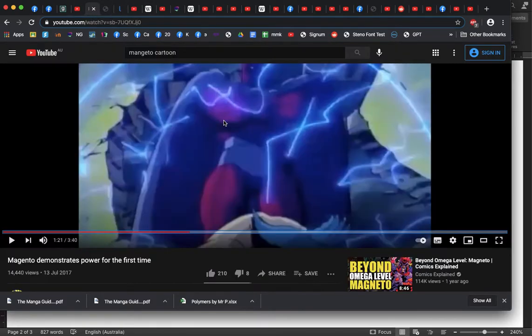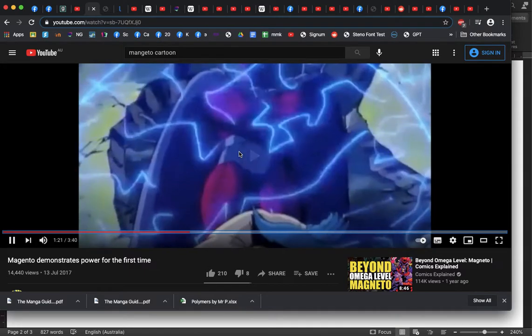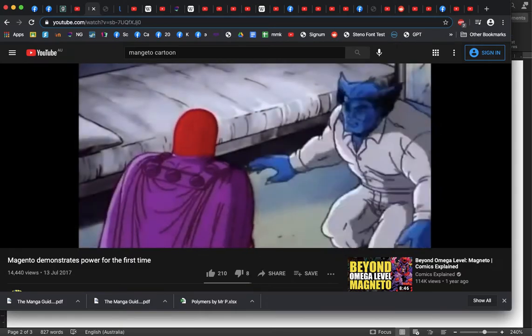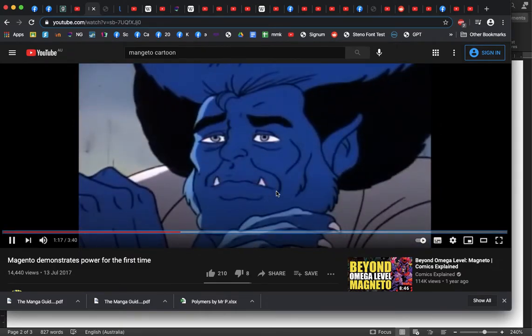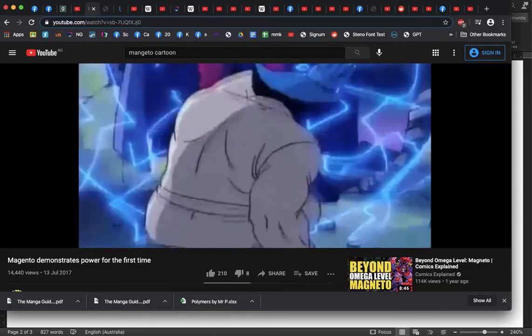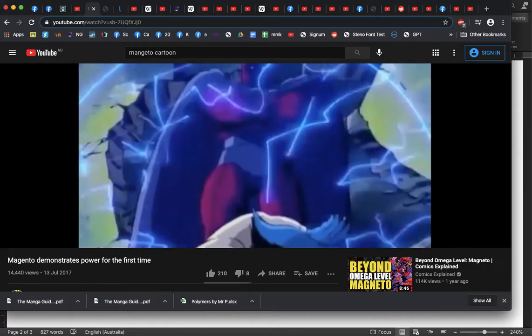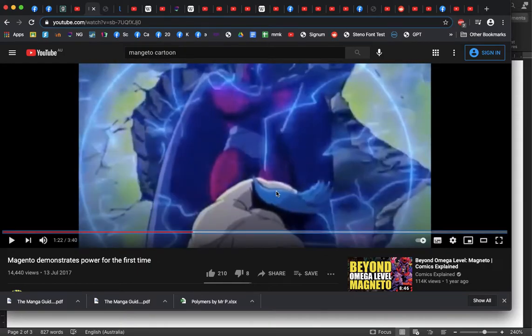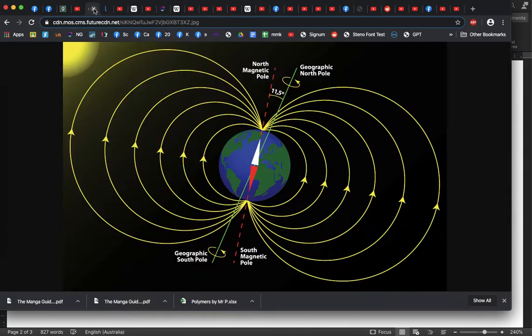So I guess this is where I use my Magneto line. When I was a kid, I used to watch the X-Men cartoon, and Magneto would say, "Don't you know, Charles, that magnetism and electricity are related?" And the idea here is that movement plus magnets equals electricity. Okay.